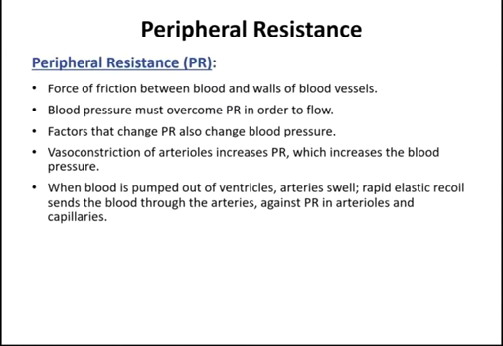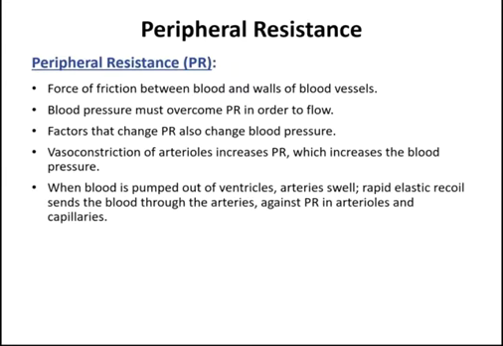I mentioned that we were going to talk about peripheral resistance. Peripheral resistance is the force of friction between the blood and the walls of the blood vessels. It's something that has to be overcome to allow flow. If the blood banging into the walls stopped it, we'd have a lot more decreased flow. So we have to have enough blood pressure to overcome that peripheral resistance.